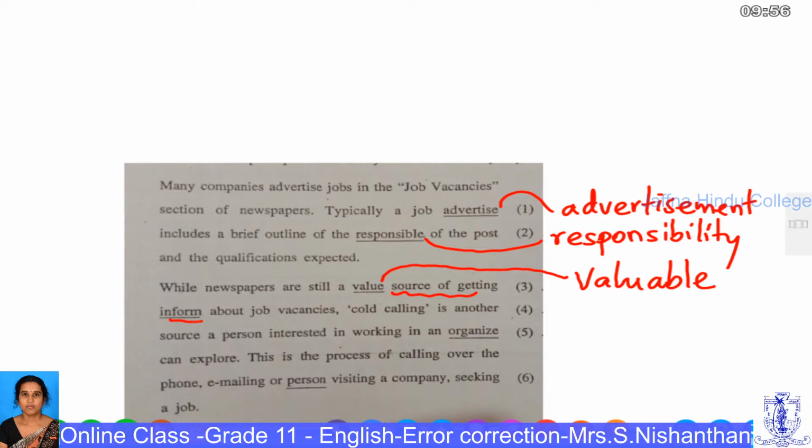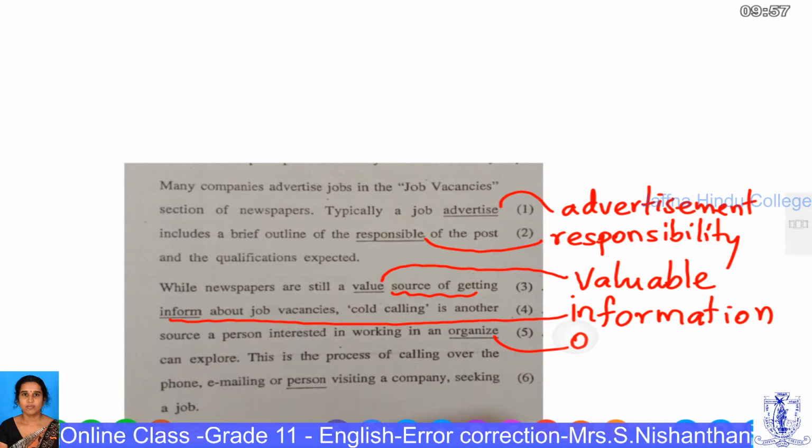What is it? It should be a noun. Getting something, a thing, information about job vacancies. Calling is another source. A person interested in working in an organization, with an article we use a noun. So this should be organization.